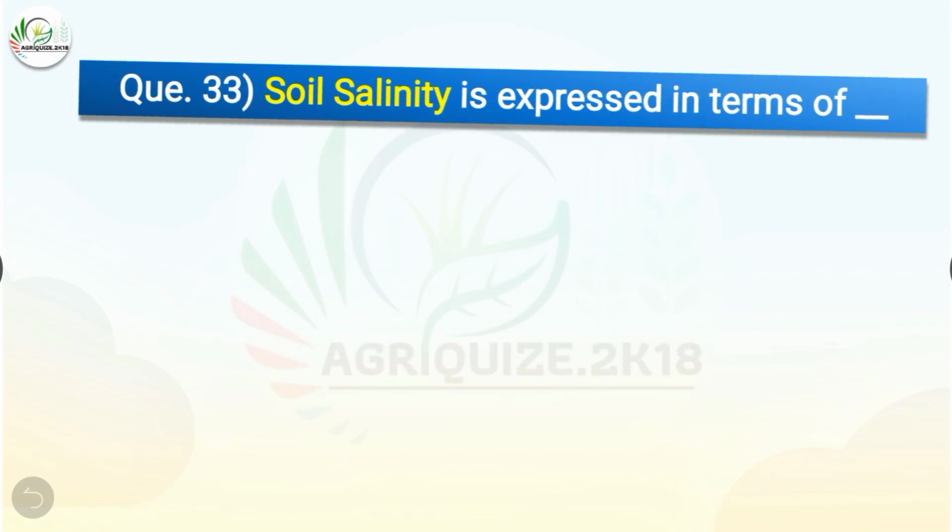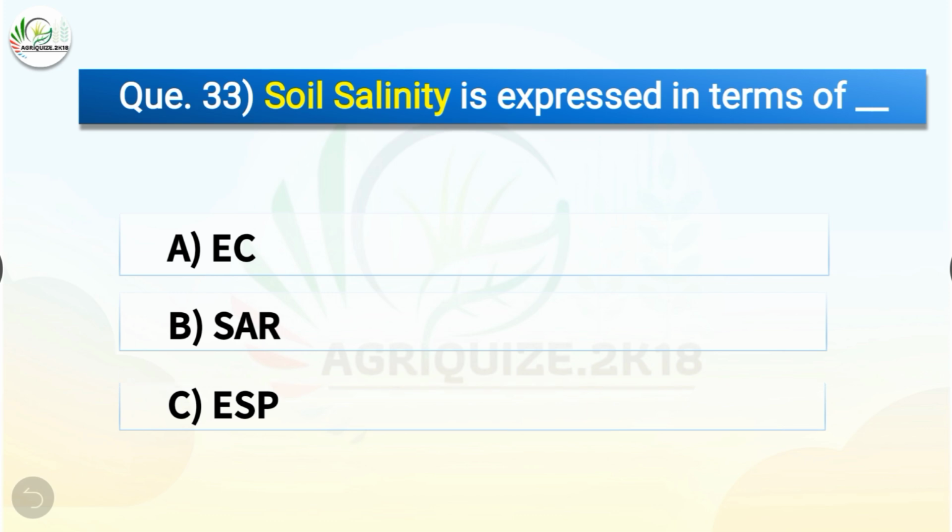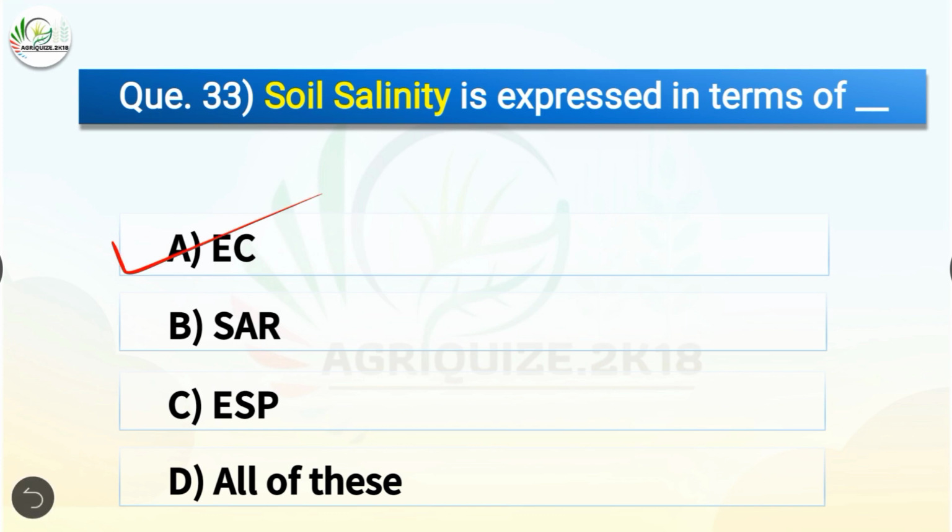Question number 33. The soil salinity is expressed in terms of dash. The options are EC, SAR, ESP, or all of these. The correct answer is option A, EC. So soil salinity is expressed in terms of electrical conductivity.